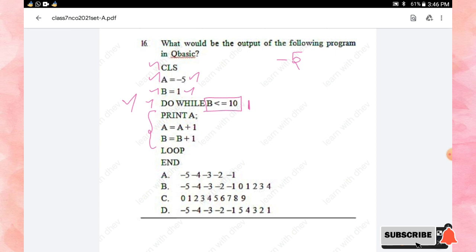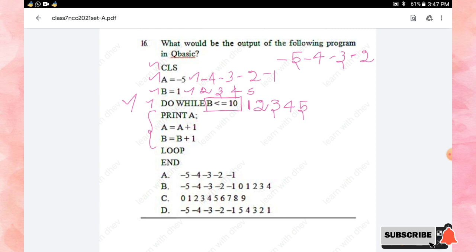Afterwards, the values of A and B get incremented by 1. So the value of A becomes -4 and B becomes 2. Now do while statement executes, 2 less than or equal to 10, it is true. Then it will print A, so -4 will come. Next the values get incremented by 1. So A becomes -3, B becomes 3. Here 3 less than or equal to 10, it is true. Then print the value of A, which is -3. Then it will go on like this. It will come -2, and here B will become 4. 4 less than or equal to 10. Then value of A is -2. Then values get incremented by 1. So A becomes -1 and B becomes 5. So 5 less than or equal to 10.